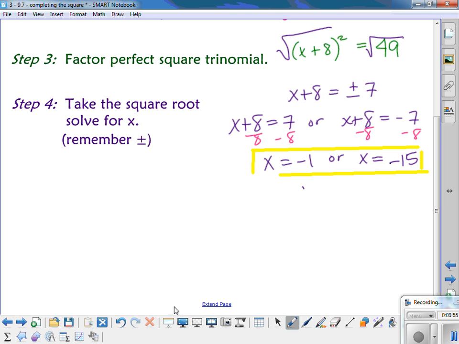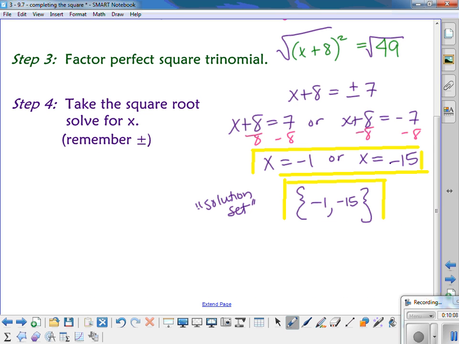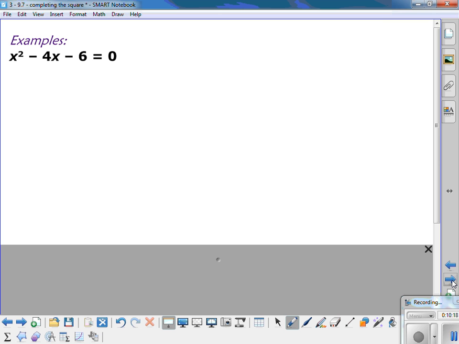And if you want, you can still write them in the solution set if you prefer. Just do not put them in parentheses, okay? Remember, that way is the solution set. Okay, questions? All right, let's do some more examples. Okay, this one is for your notes.